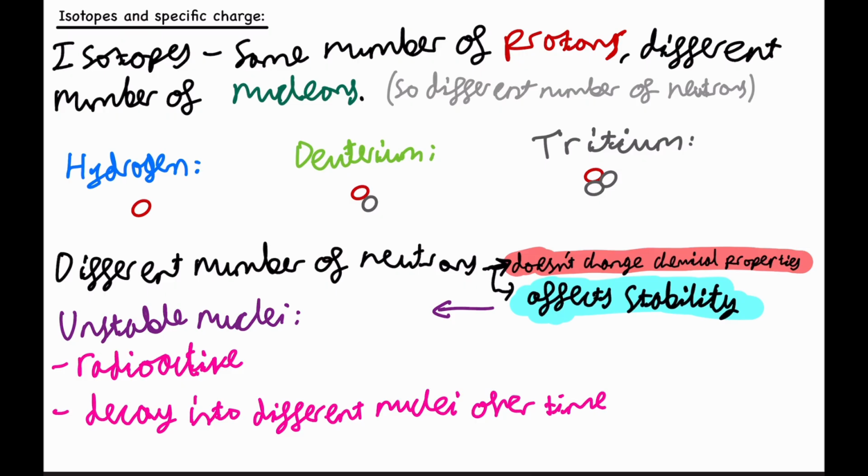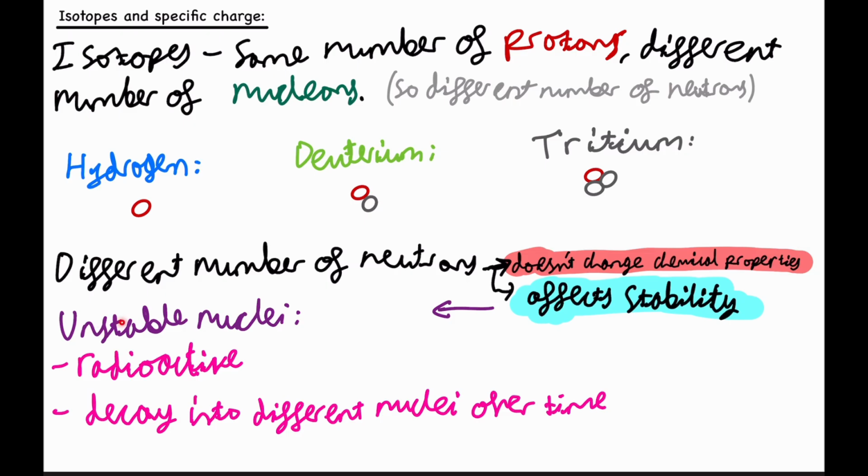A different number of neutrons doesn't really affect the chemical properties of the element. So for example, hydrogen will keep acting like hydrogen in whichever combination, whether it's deuterium or hydrogen or tritium. It doesn't really affect the chemical properties. It will still act like hydrogen chemically. However, it does affect the stability of the nucleus or of the atom in general.